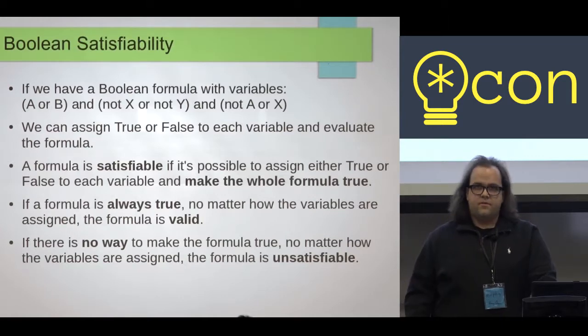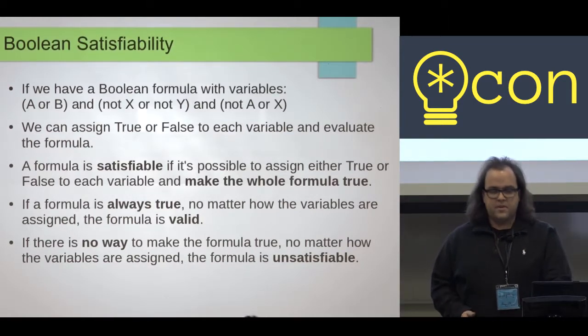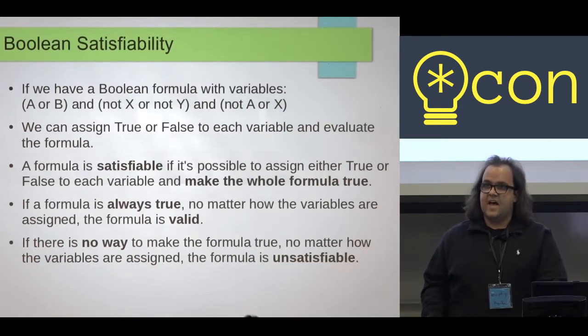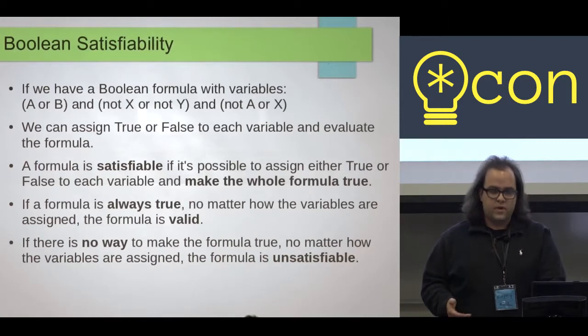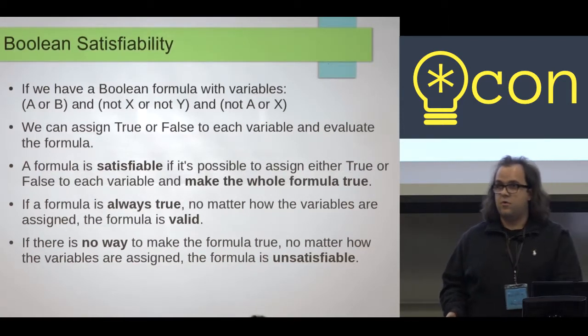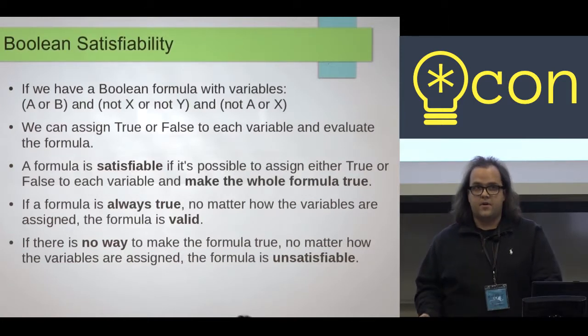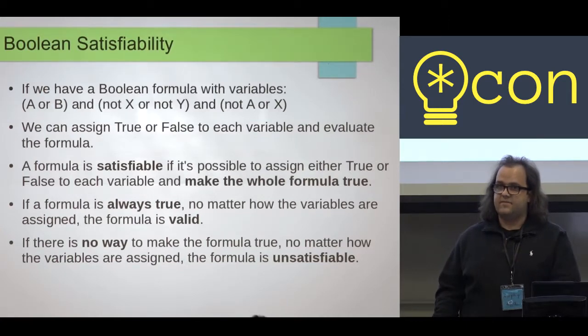So now we have a formula, we have some variables in it. And now if we have a formula with variables, well, the natural question is, does it have any solutions? Well, in this case, what we mean by a solution is a way to put different values into the variables, so we can replace each variable with true or false, and try to evaluate the formula and find out if the whole formula is true or not. And this leads us to a really important question called Boolean satisfiability.